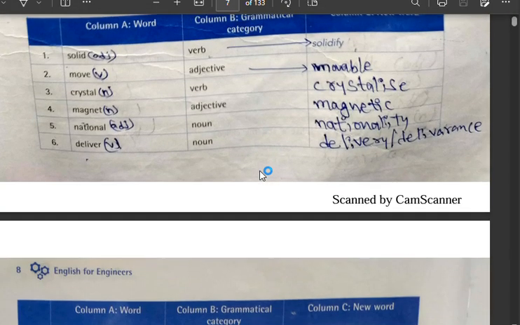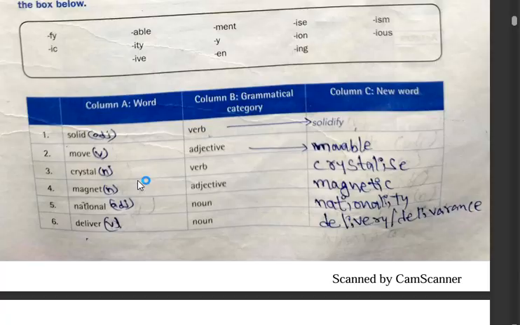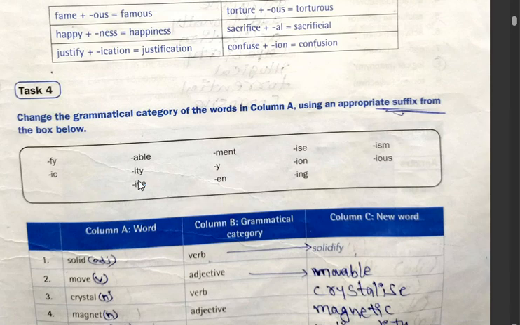Yes or no? Yes. Next, advertise. So simply the noun will be advertisements. Next, space. The adjective would be spacious, also we can say spatial. Similarly, fright. What will be the verb for fright? Frighten. Okay. Next, assess. The noun will be simple, which is assessment. Yes or no? So these are some suffixes depending upon the grammatical category. So this is an important task which you have to understand.